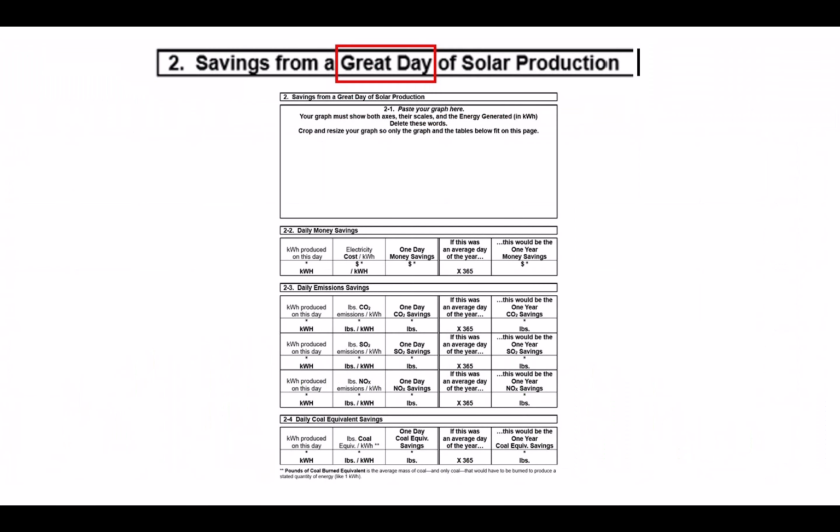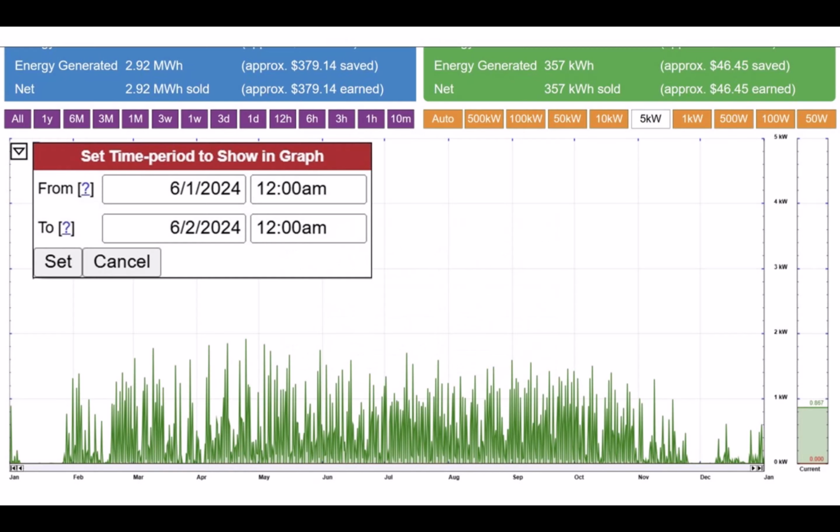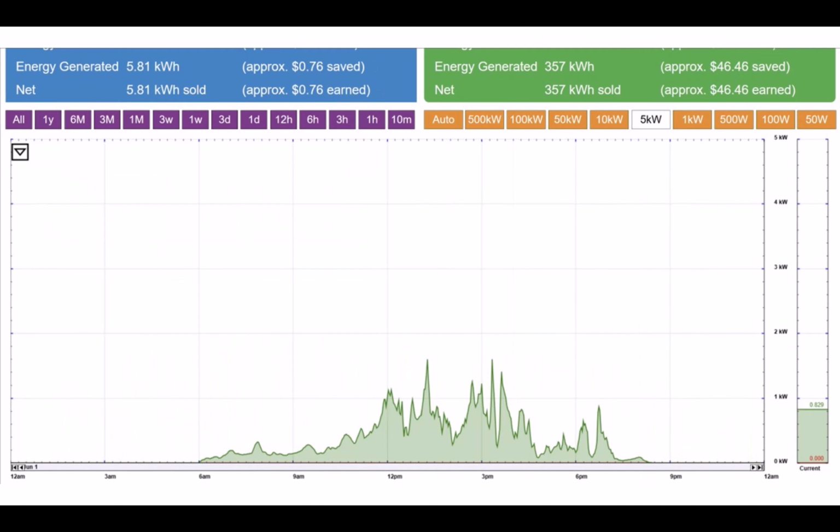Now, to get a great day of solar production, set the time period to show only the first day of June last year. Here it is as an example. Our scale, as expected, is set to 5 kW of power. More important is the energy reading for the day, 5.81 kWh. Click on the single arrow bottom right, advancing to the second day of June.